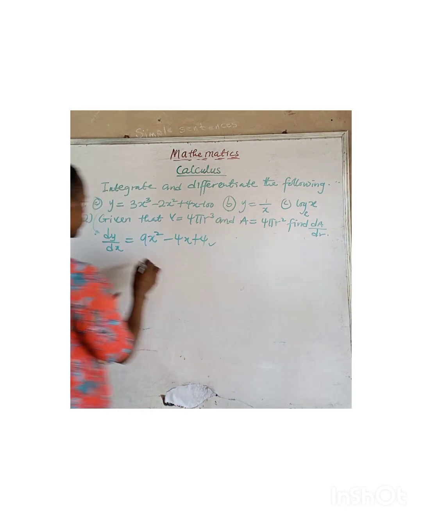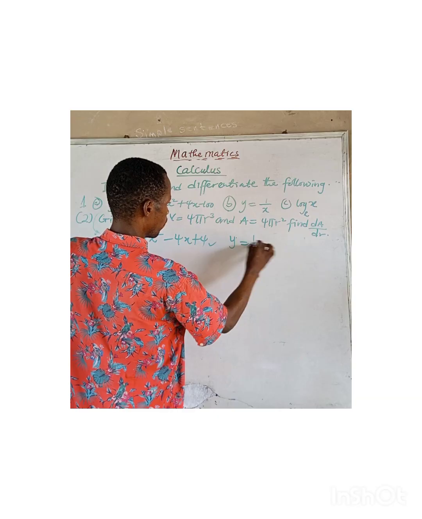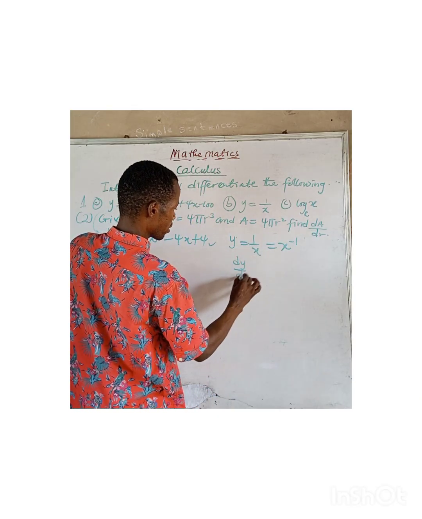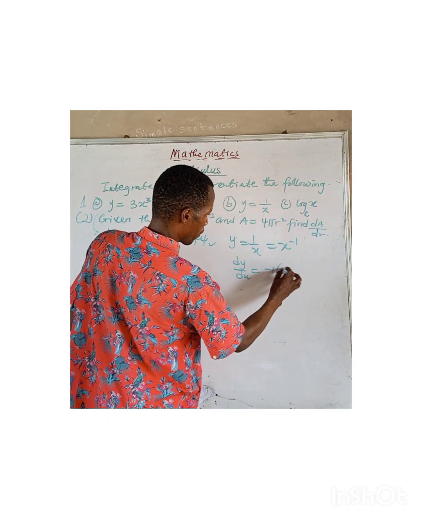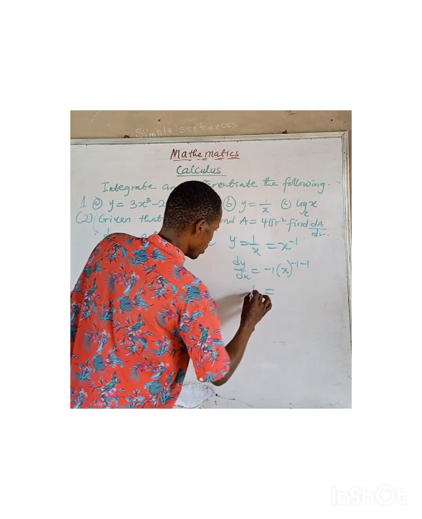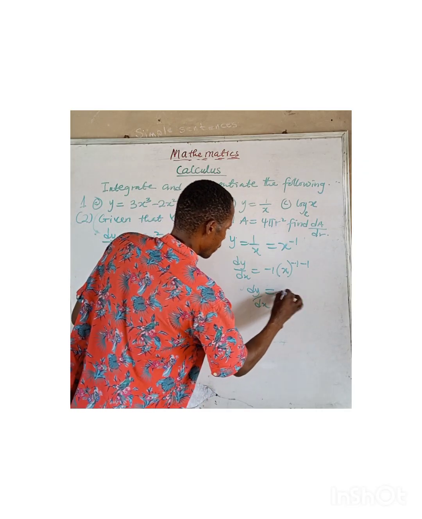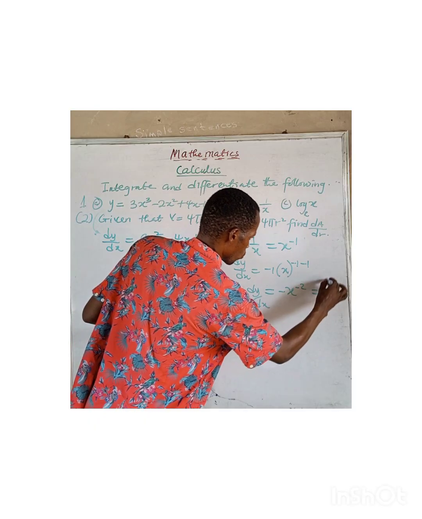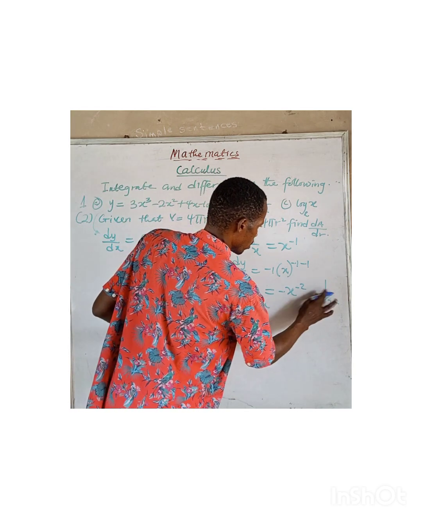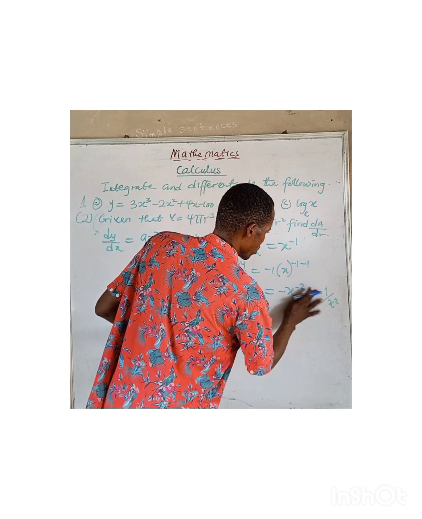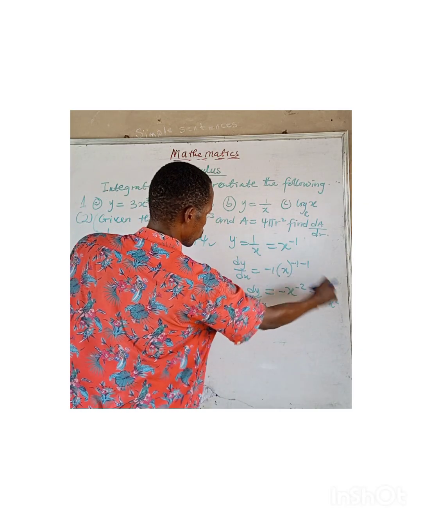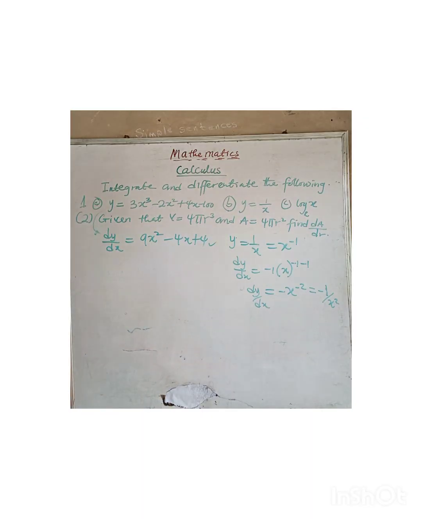So if you want to differentiate this one, setting y equals 1 over x, we see the same as what? x raised to power minus 1. So dy all over dx is going to give us minus 1 multiplied by x raised to power minus 1, then we will subtract 1. So this is going to give us dy/dx, which is minus x raised to power minus 2. We say that's what? 1 over x squared. Minus 1 over x squared. So that's the answer for that.